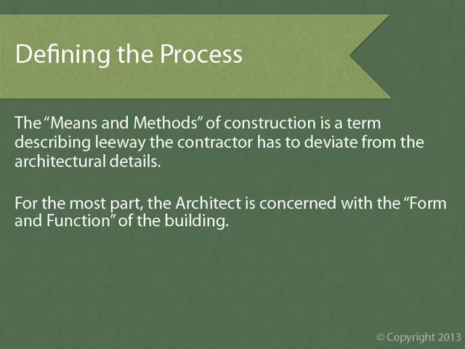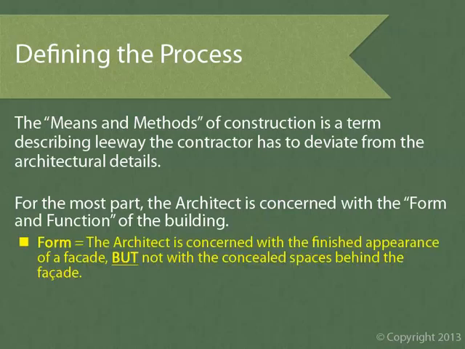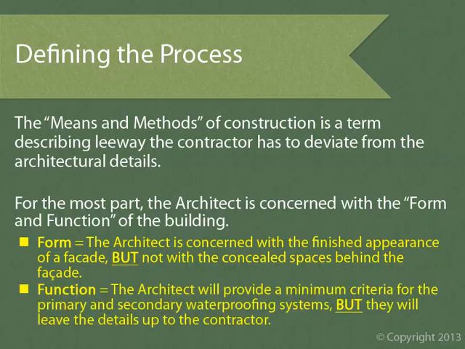The specs will provide a minimum performance criteria for these items, but it's generally pretty vague and only meant to establish a minimum level of quality. The form of a building is what it looks like. For instance, the architect is concerned with the finished appearance of a facade, but they're not generally concerned with the concealed spaces behind each facade system. The function of a building is how it works and is put together.